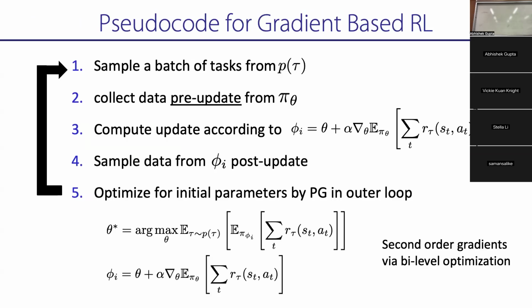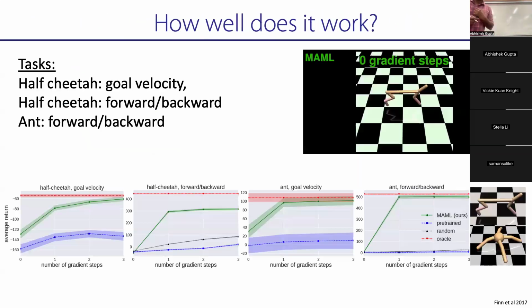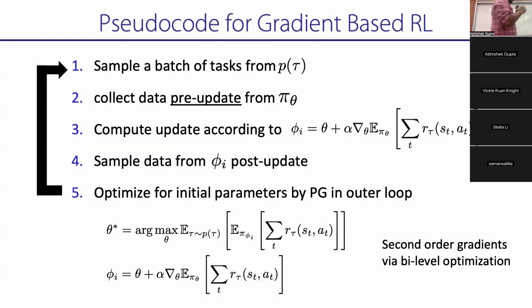So the update looks something like this. You're going to try and find the best theta such that when you do gradient descent for one, or a few steps, then you get to a phi i which is as good as possible. You backprop through it. And at test time, you're just going to run gradient descent. You start from your theta and just keep on running gradient descent, right? But because you've pre-trained it to be fine-tunable, it's going to be a lot more efficient.